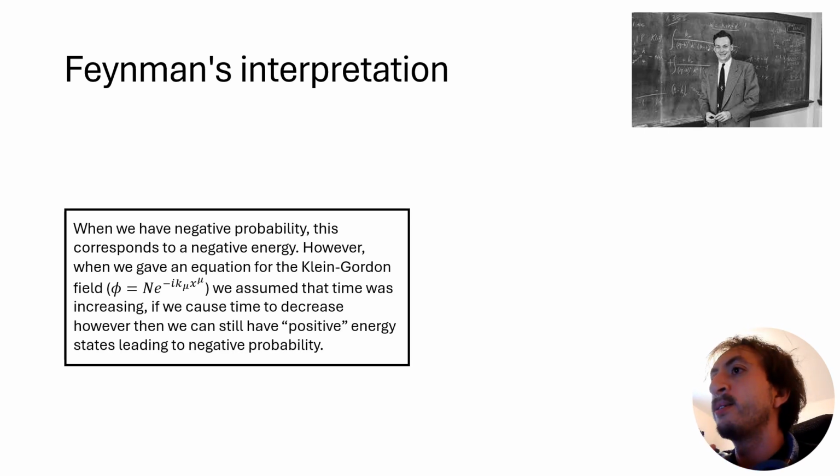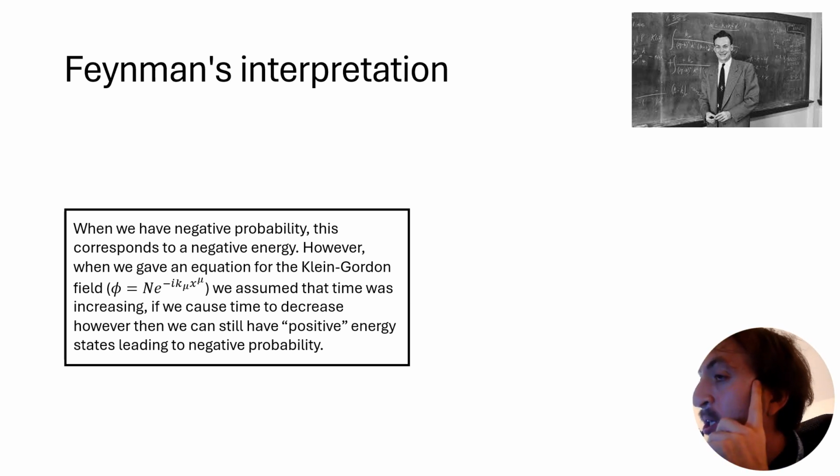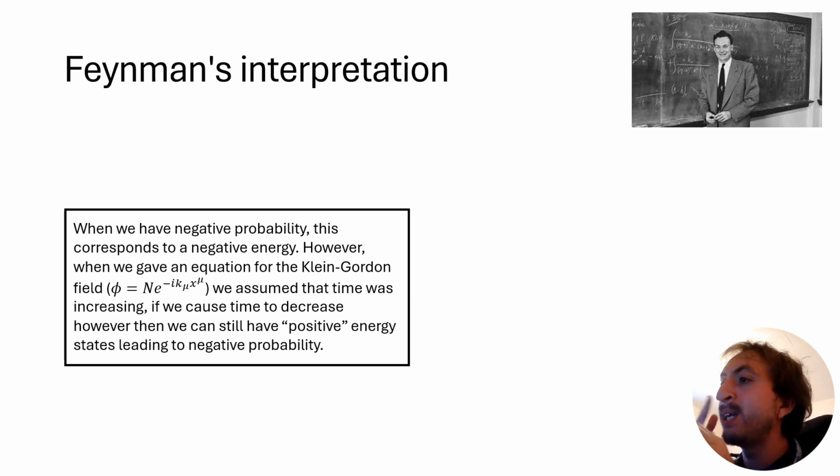So, when we had negative probability, it's worth saying that that was linked to there being allowed negative energy states of a particle. So we have a link between negative energy and negative probability, which might make it sound like we can't actually separate those two things.